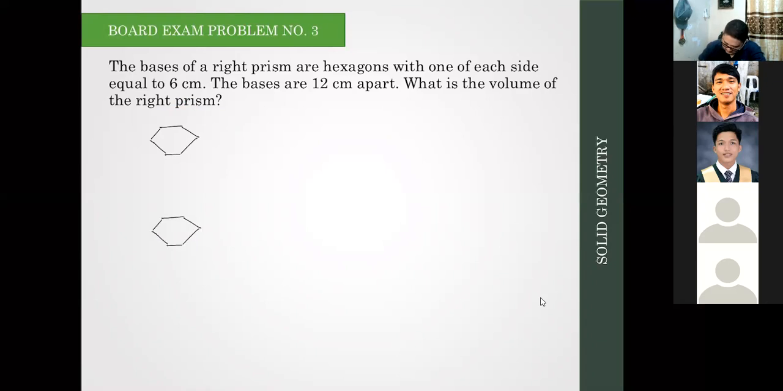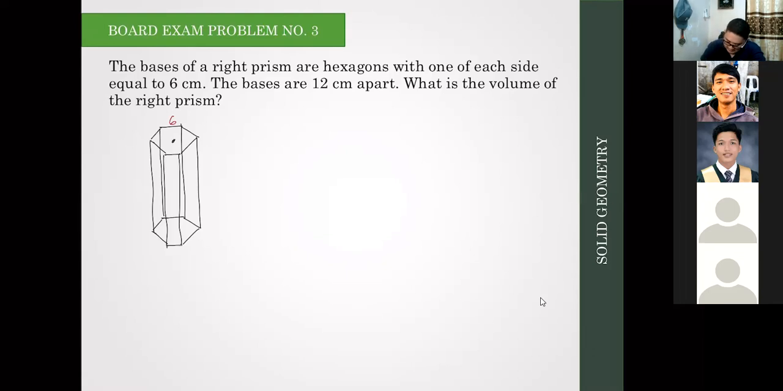Okay. So, kunyari ito yung ating hexagon, and equal to 6 cm yung sides niya. So 6 yung side niya, so all sides are 6. Isa lang yung nilagyan ko. The bases are 12 cm apart.